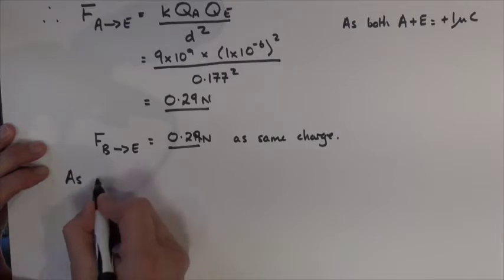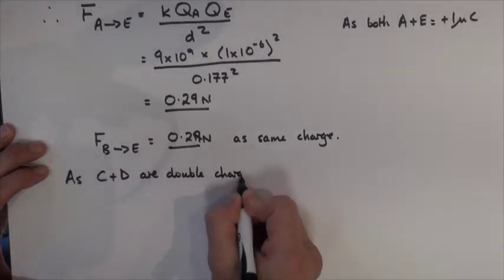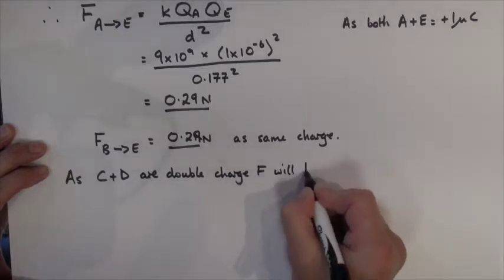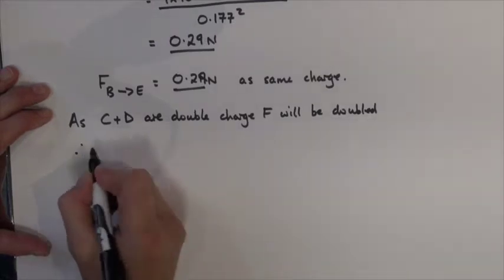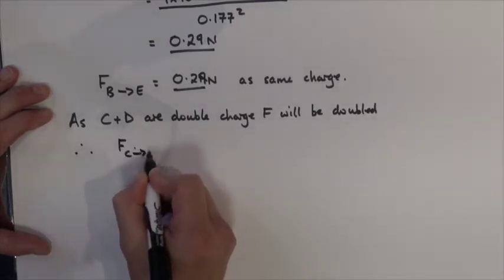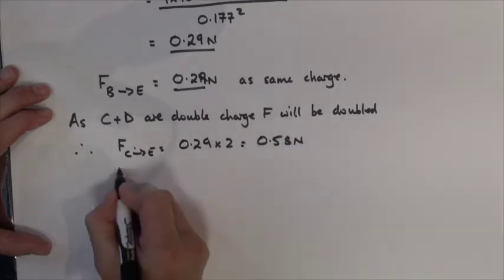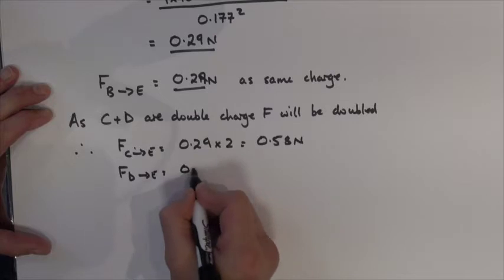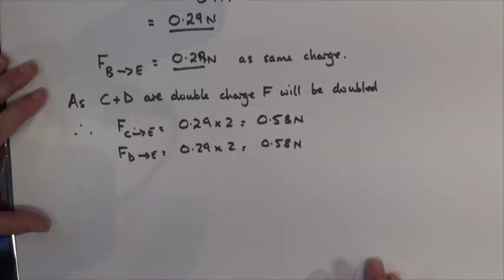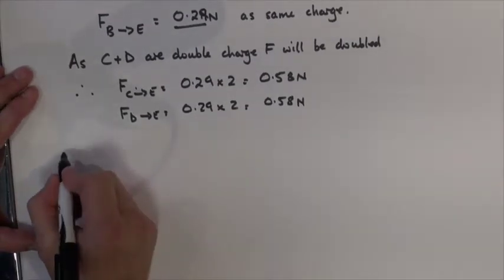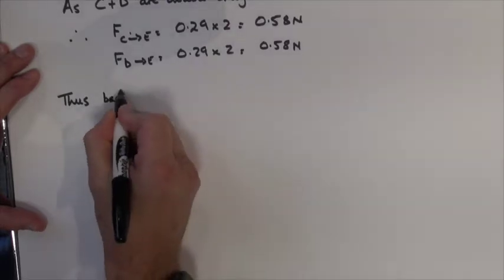There's no change there, just a different direction. C and D are double the charge of A and B. So as a result, the force will be double. We can calculate the force for C being 0.29 times 2, which equals 0.58 newtons, and that will be the same for D because it's the same charge as C. So now we've got our four forces which are acting on E at 45 degrees to the vertical.